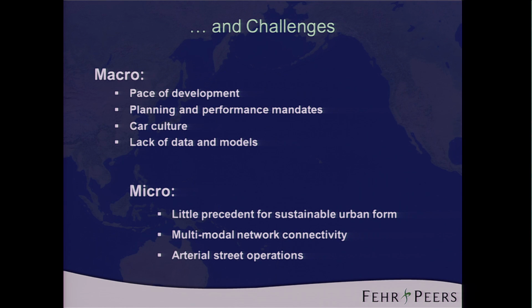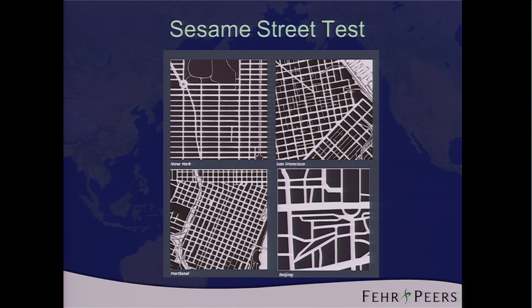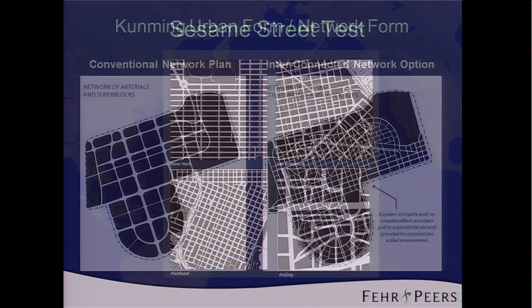The challenges in China are the pace of development, as I said, often doesn't allow careful, deliberate planning. The planning process is already governed by mandates that are established based on 1950s design principles in the US. Car culture is growing, and data and models for at least transportation planning are either heavily guarded or non-existent in China. And at the micro level, the planning just doesn't work well when you hit the street. So at the very simple planning level, we look at it in this fashion. Sesame Street asks us which of these is not like the others. It's Beijing in the lower right-hand corner, compared with New York, Portland, and San Francisco. The urban design context just isn't complete.